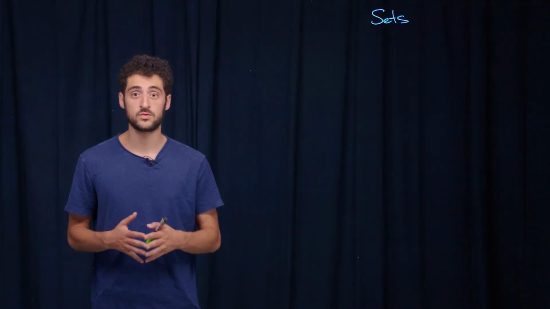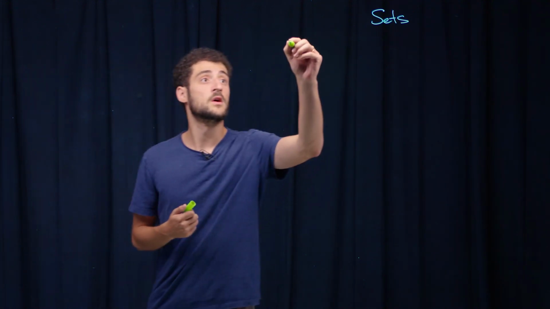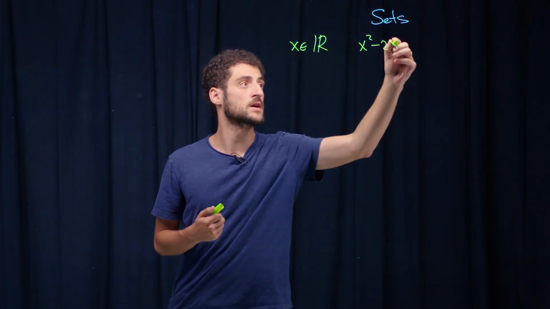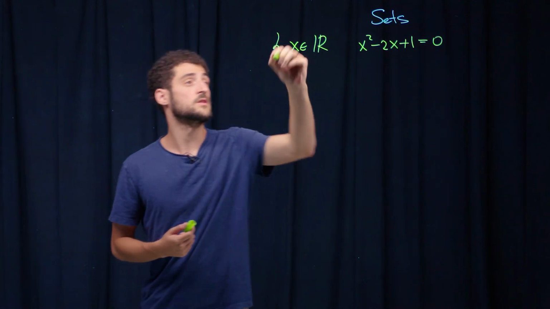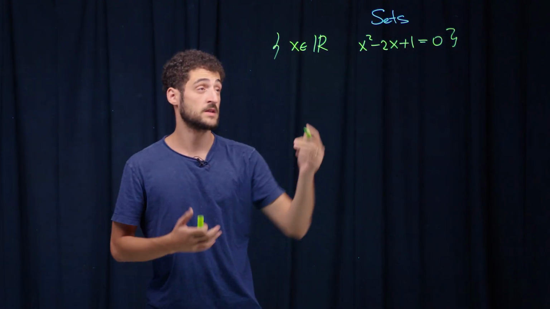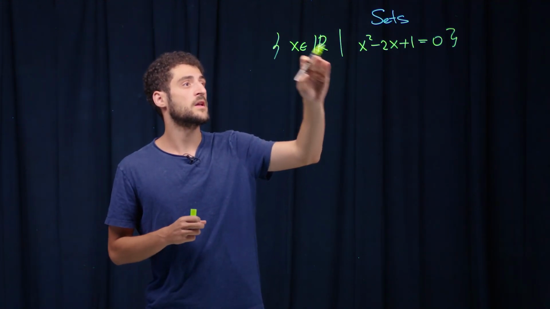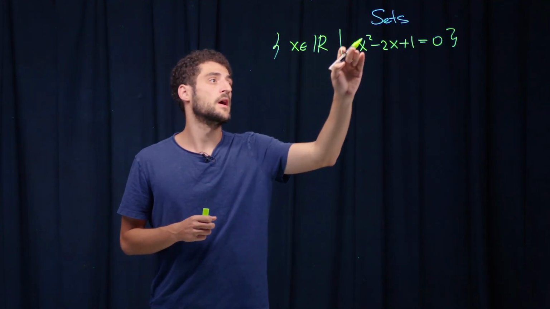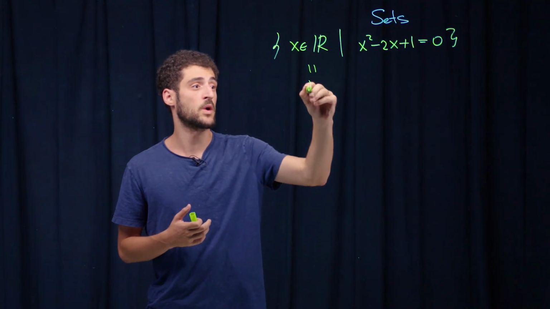You may also want to describe a set of objects satisfying some constraint. For example, you want to describe all real solutions of the equation x squared minus 2x plus 1 is equal to 0. In this case, you write it in curly brackets because it's a set, and you write a line which is read as "such that." So x belongs to R such that x squared minus 2x plus 1 is equal to 0. Note that this set consists of one element, 1.